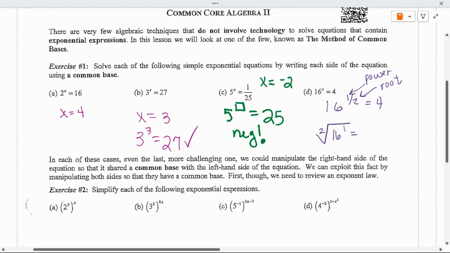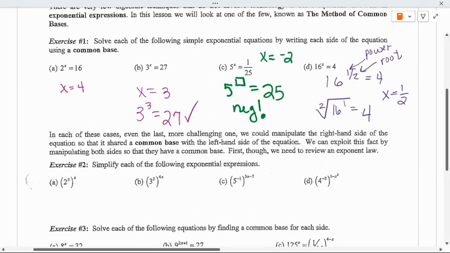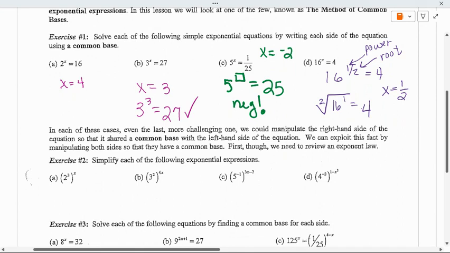Well, that's just the square root of 16. It equals 4. Okay? So x is 1/2. Good thinking, you guys. All right, so in each of these cases, even the last one, more challenging, we could manipulate the right-hand side of the equation so that it has a common base. So we want to think of how can we manipulate each side of these with a common base.